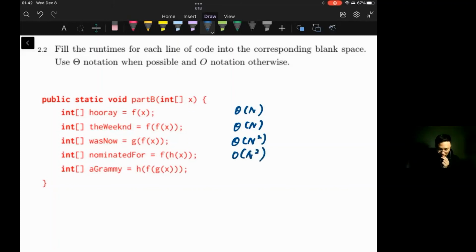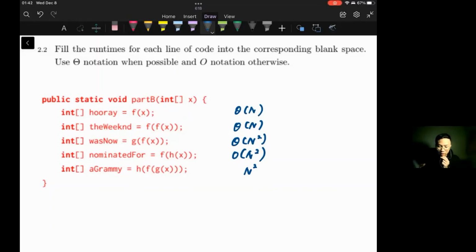And for the last line, this nested function involves all three functions. We can drop the lower power linear model and just consider a quadratic model directly. And we have a big O bound for function h, but we have a big Theta bound for function g. And both function h and g run in quadratic model.